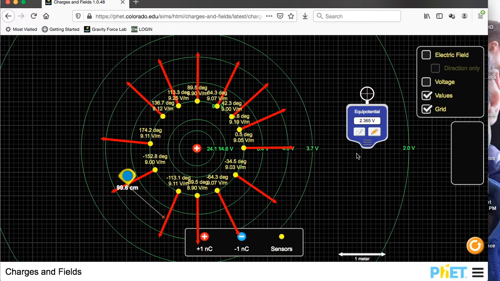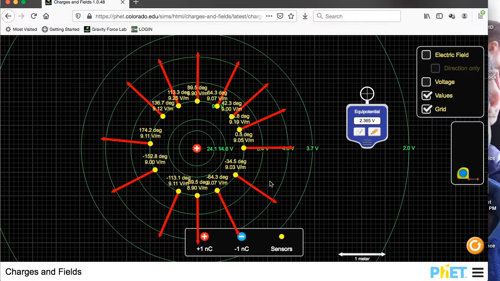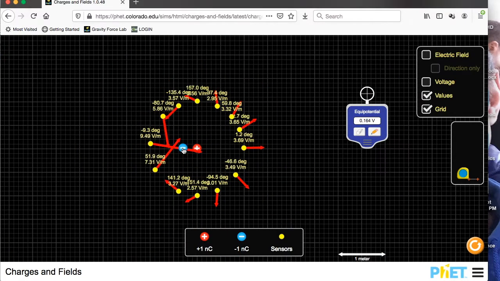Notice the potential is getting smaller as you get farther away. It approaches 0 as you approach infinity. So what's going to happen if we replace that with a negative charge? Do not click clear all, just drag a negative charge in the same place as the positive. Put a negative charge there.